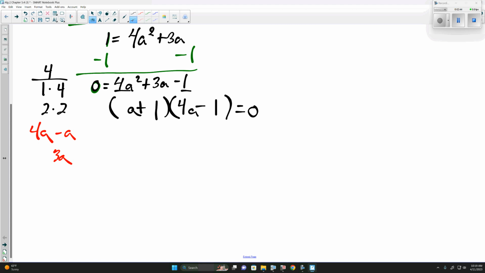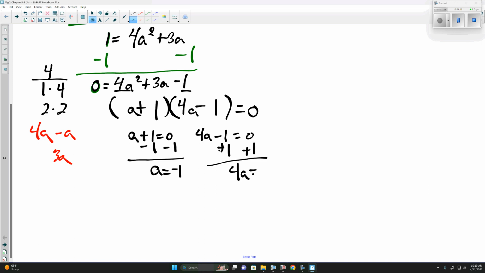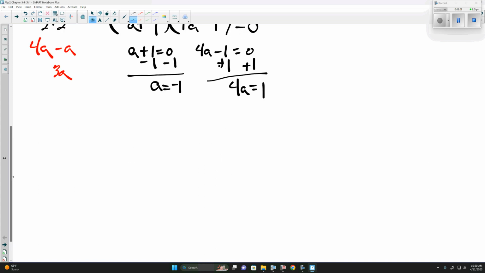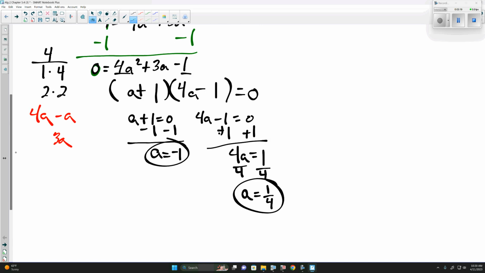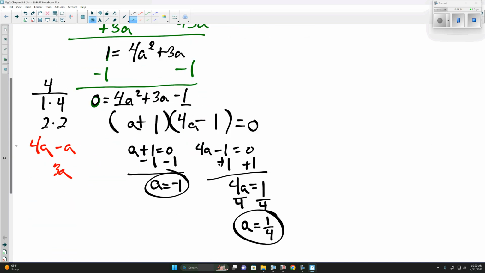Whenever we have two things multiplied together equal 0, one of them must be 0. Here we can subtract 1, telling us a is negative 1. On the other side, we would add 1 to both sides. Then we would divide by 4, telling us a is 1/4. So we have negative 1 and 1/4.